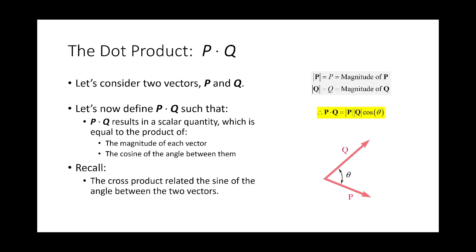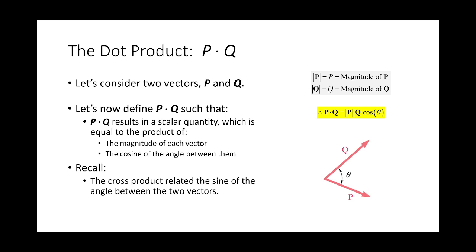Well, I propose that if the cross product yielded a magnitude of AB sine theta, let's define the dot product so that it's the magnitude of AB cosine theta, or I guess P and Q. So we're going to define the dot product such that P dot Q results in a scalar quantity, which is equal to the magnitude of each vector times the cosine of the angle between them.